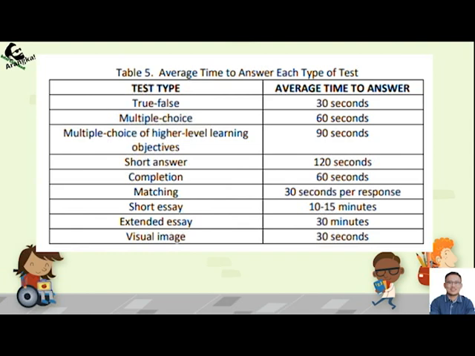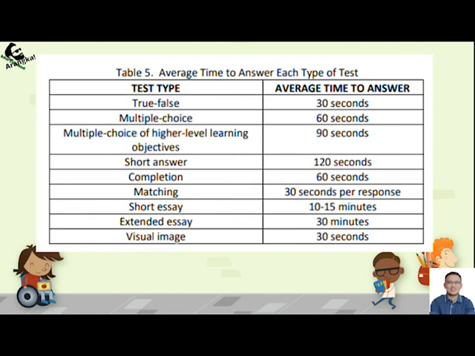That is 1 hour. And for multiple choice items of higher level learning objectives, those described as higher order learning objectives, you will be spending 90 seconds. That is a bit difficult, right? Short answer is 120 seconds, a matter of 2 minutes, right? Completion test, that is 60 seconds. Matching type, the basis is time per response, that is 30 seconds per response.